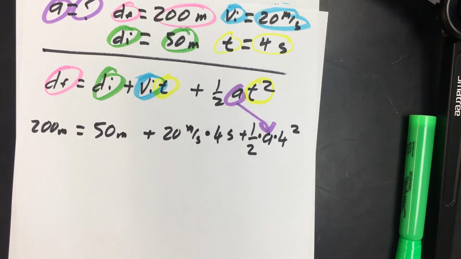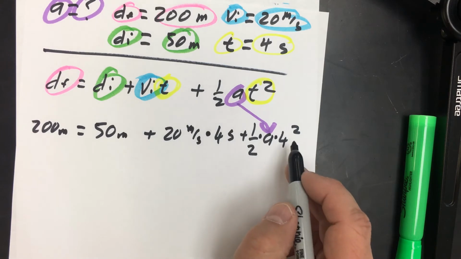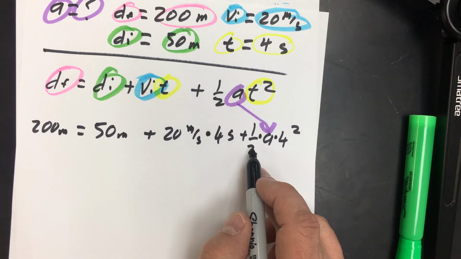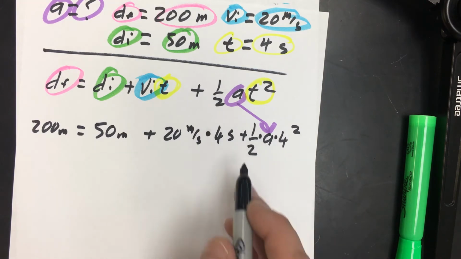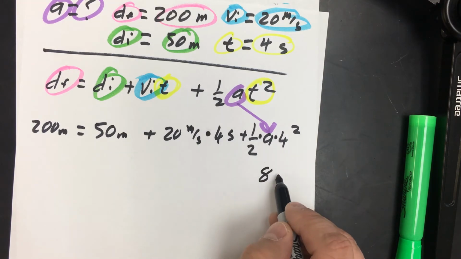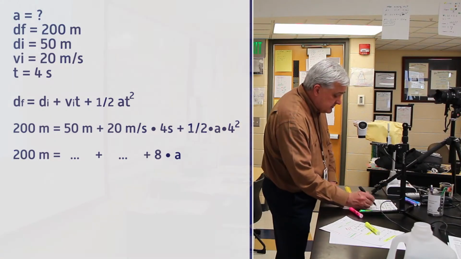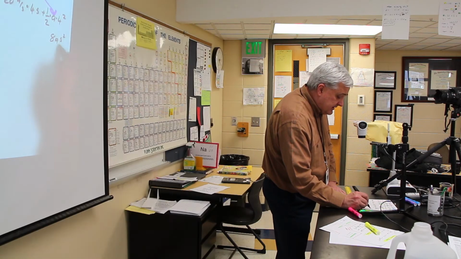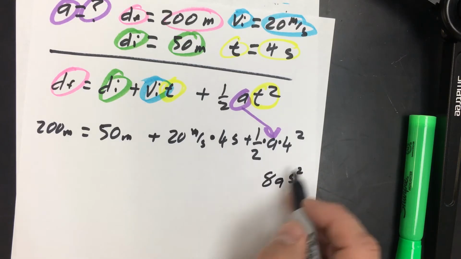So the next thing we're going to do is clear the exponent. 4 squared is 16. 16 times 1/2 is 8. And I'm going to write that as 8a. And the units on this is going to be seconds squared. Okay, so that's the units on the 8.